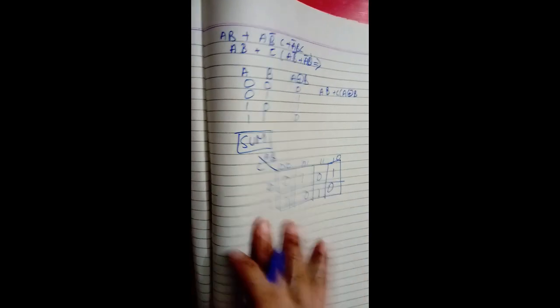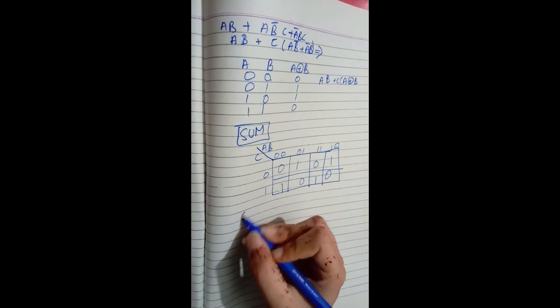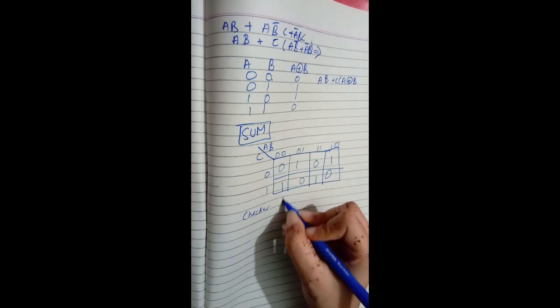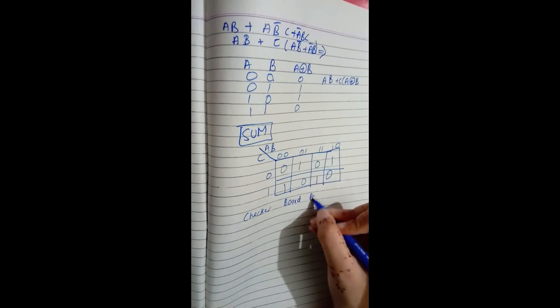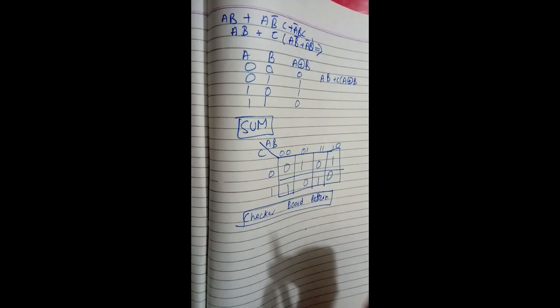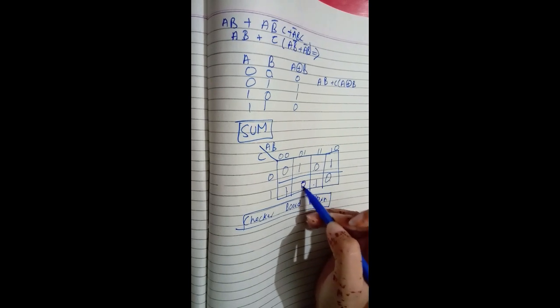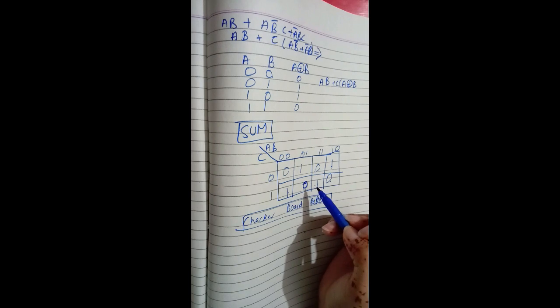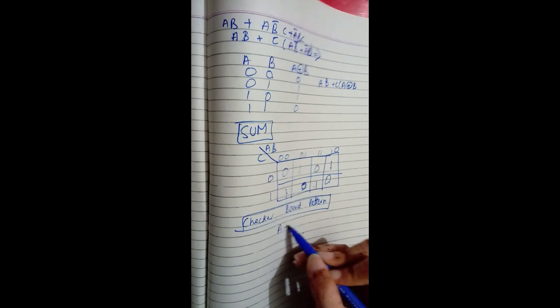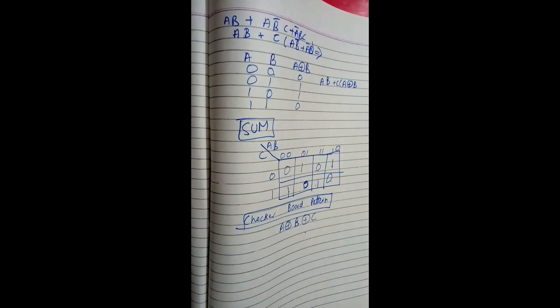Now there is one more important point, which we call the checkerboard pattern. In a checkerboard pattern we have 0 1 0 1 and 1 0 1 0. Whenever we have this in our K map, we have the checkerboard pattern. After 1 there is 0 and after 0 there will be 1. This pattern says A XOR B XOR C. This is what checkerboard pattern means.